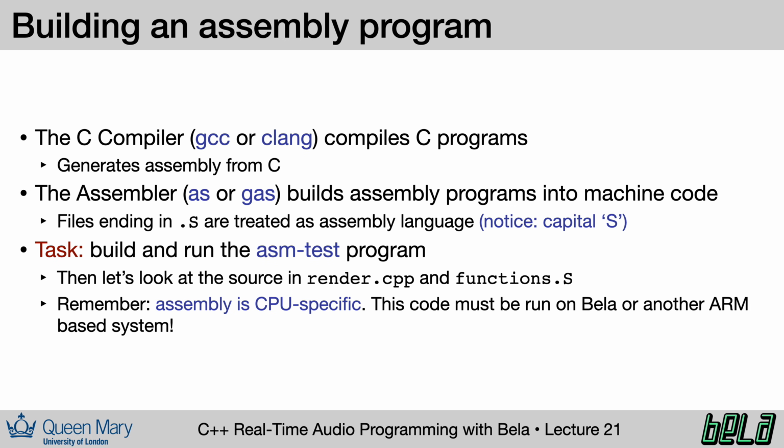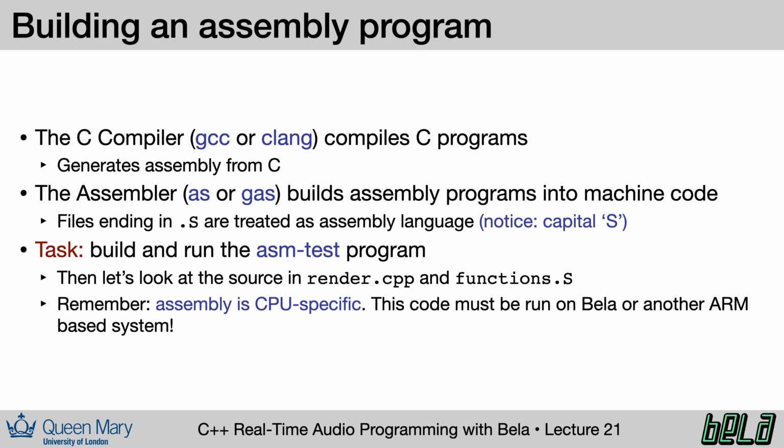So that's a basic overview of what assembly language looks like. Before we go much further, let's see some assembly language code in action. Remember that when we write our C or C++ code, we first run a compiler like GCC or Clang to turn it into assembly language code. We then run an assembler like AS or GAS, which builds the assembly code into machine code that actually runs on the processor. We can also write assembly language code directly in a file ending in .S.